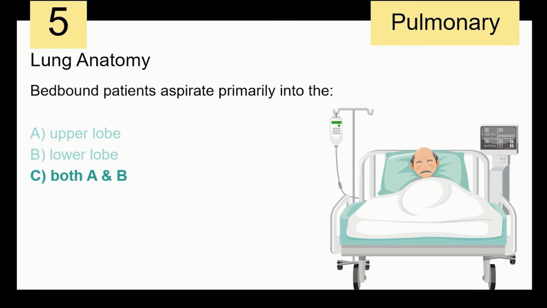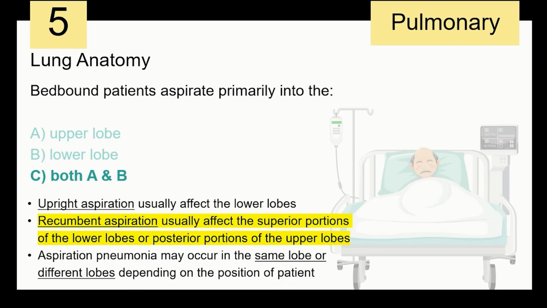And again, this is because of gravity, but let's explain a little bit more. Bedbound patients, or recumbent patients, who experience aspiration involve the superior portions of the lower lobes and the posterior portion of the upper lobes. Let's take a look at a picture.